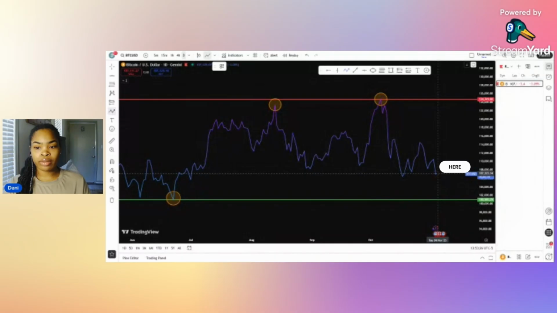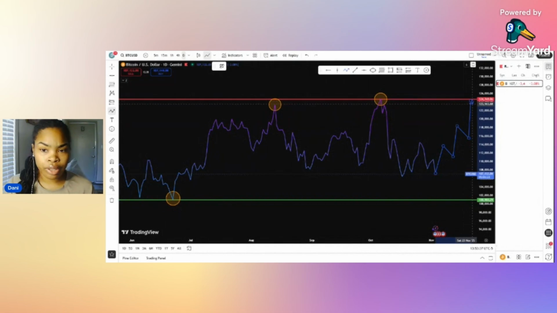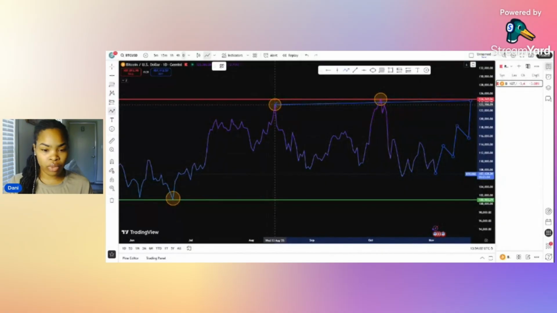Shout out to Bitcoin. Happy Monday. If price was to go up and down and up and down and find its way back up here, what do you think we're going to do? Why? Because in previous times, anytime our line came up to this red line, it went back down. That happened in October. And again, in August. Price came all the way up to approximately 123,000 and went back down.